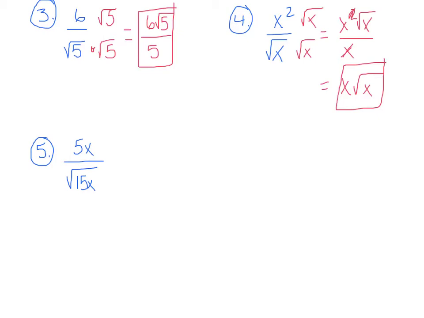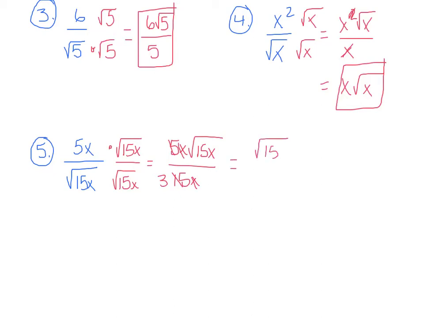Okay, next, 5x divided by radical 15x. Multiply the top and the bottom by radical 15x. And so on top we have 5x times radical 15x, and on the bottom we just have 15x. Okay, well 5 goes into 15 3 times, and I have these x's on the outside that will get canceled. So on the top I have the square root of 15x, and on the bottom you have 3. Again, be careful, don't make the 3 go into the 15 because one's under the radical and one is not.